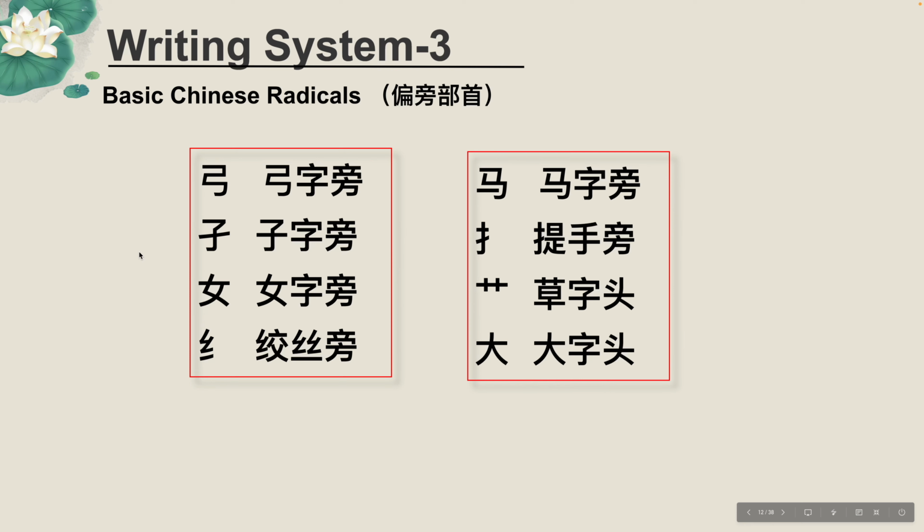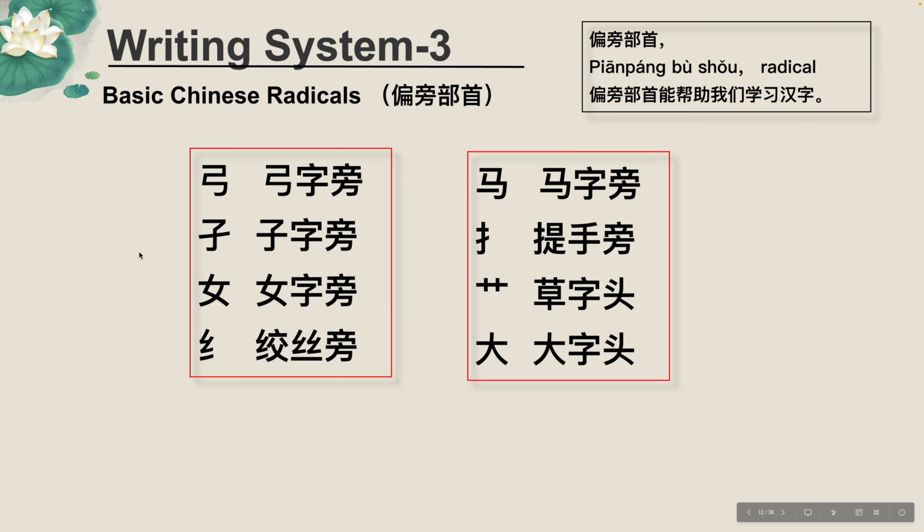偏旁部首 radical. 偏旁部首能帮助我们学习汉字. Radicals can help us learn Chinese characters. By knowing the radicals and other basic components well, you will find recognizing, remembering, and reproducing characters much easier. Here are some examples. The first radical is 弓, 弓字旁.